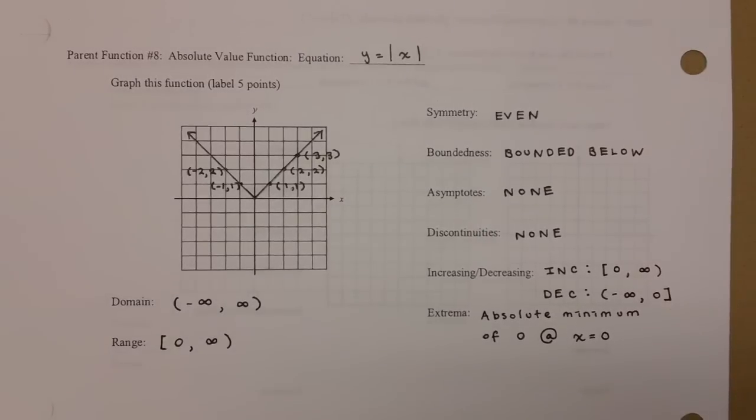The absolute value function has an even symmetry, it is bounded below, and it does not have any asymptotes. There are no discontinuities, and the line decreases from negative infinity to 0, at which point it turns and increases to positive infinity, and finally it has an absolute minimum of 0 at x equals 0.